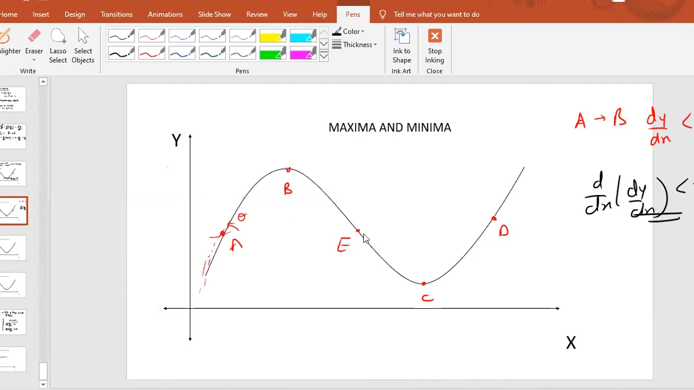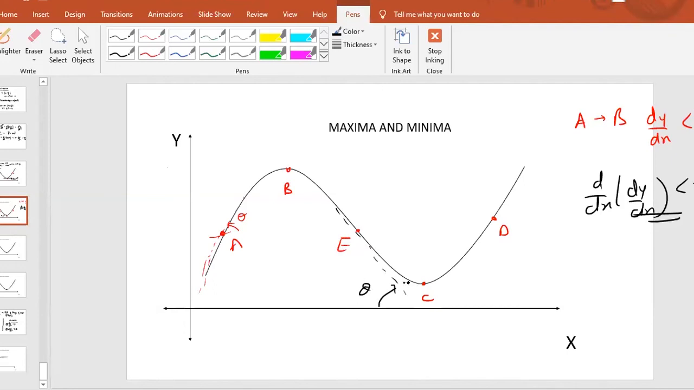Now, if you look at the points E and C, at E the slope is more, and at C the slope is less. If I find the slope at point E, the angle here is theta, on the negative side.